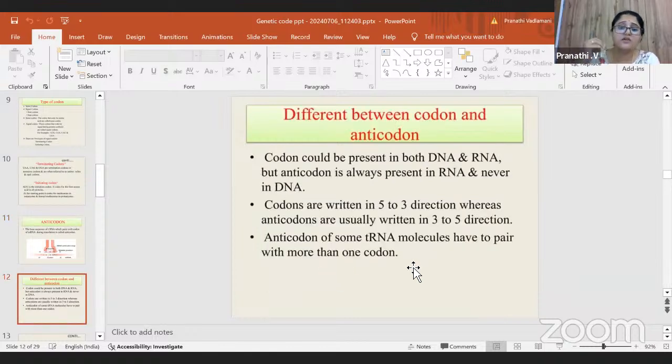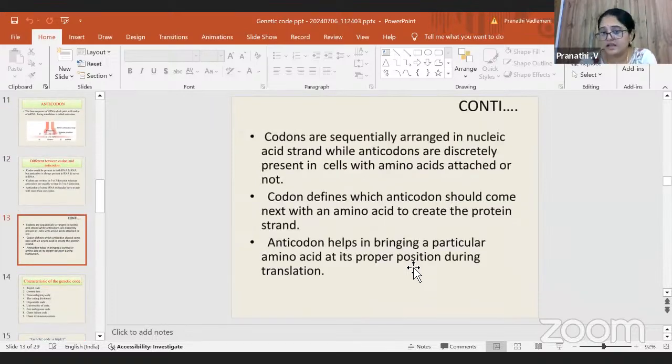And anticodons, some of them at least, will pair with more than one codon. Codons are arranged in the nucleic acid strand, whereas anticodons are present in the cells. They can be attached with different kinds of amino acids as well.